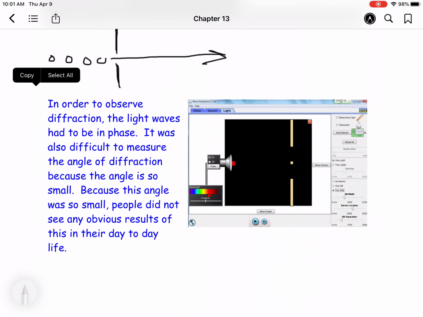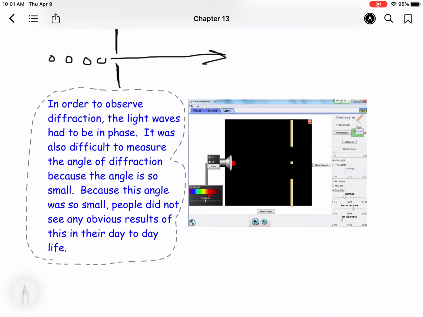What was interesting with this experiment is that in order to observe the diffraction, the light had to be in phase. We had to actually create light in phase, so we can't just send a laser through it. We had to send a big barrier of light at this wall. Then it goes through there and creates a diffraction pattern, where we get bright and dark spots. You'll see that when you play with this.